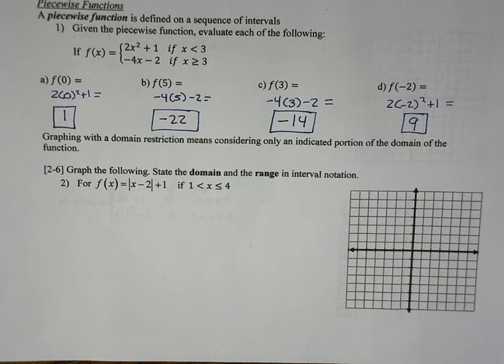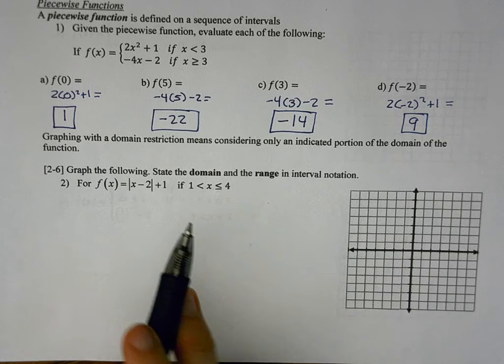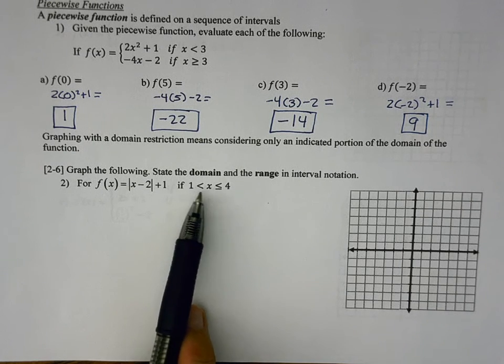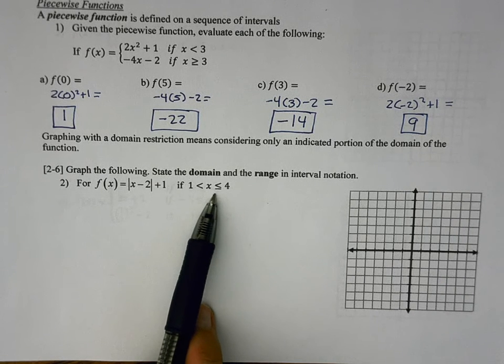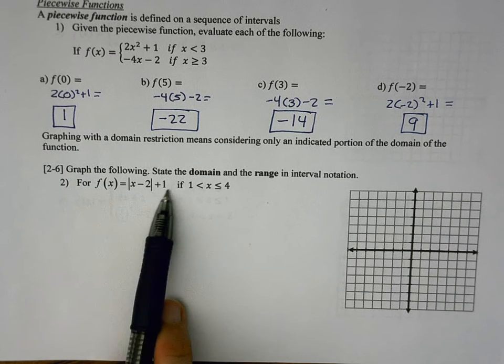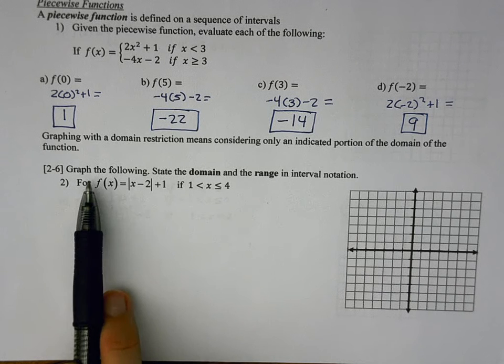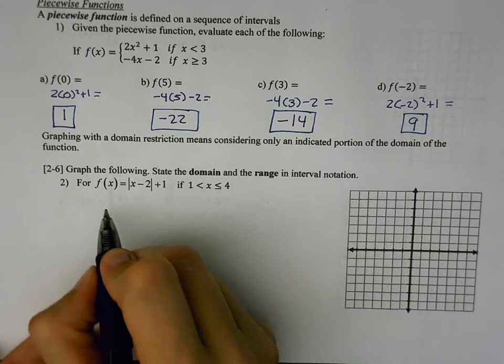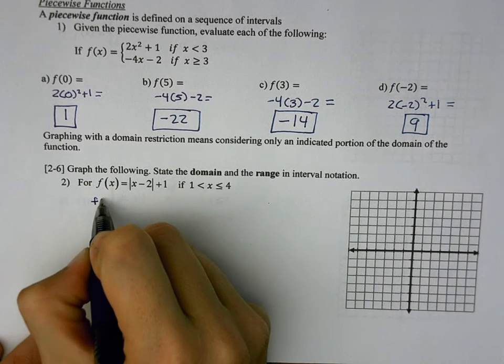So with number 2 here, we have not as much a piecewise, it's part of a piecewise, right? We have a function here that lies between 1 and 4, not including 1, but including 4. Okay? And I'm going to come back and talk about what I mean there in a bit. But we have our absolute value here that we're going to graph. Okay? Now again, there's a couple of different ways of doing this. You can do an XY chart, but I'm going to graph here like an absolute value.